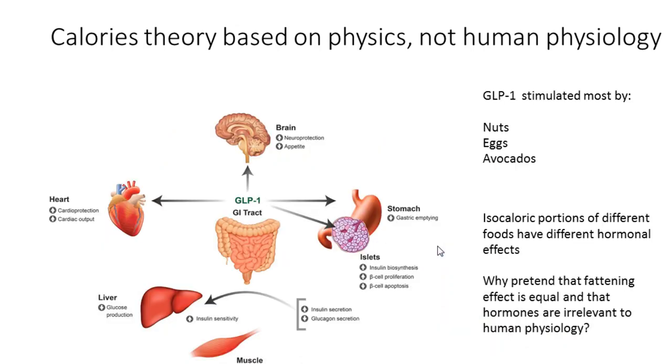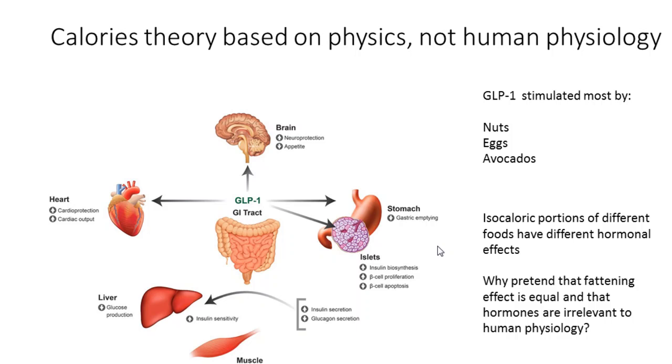Look at GLP-1, for example. So we all know about the GLP-1 agonists. They sometimes cause a lot of weight loss because they stimulate satiety. And what happens? GLP-1 goes up to the brain and increases neuroprotection, decreases appetite, goes to the heart and stomach, and so on. And we have drugs that will stimulate GLP-1. Well, if we know that nuts, eggs, and avocados are the foods that sort of stimulate a lot of GLP-1, why do you pretend that 100 calories of nuts is the same as 100 calories of white bread? It's like, it's not. The effect on the body is completely different.